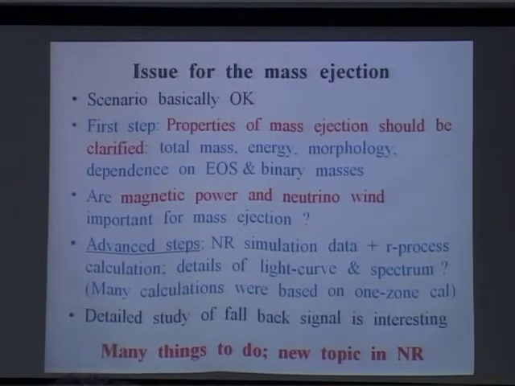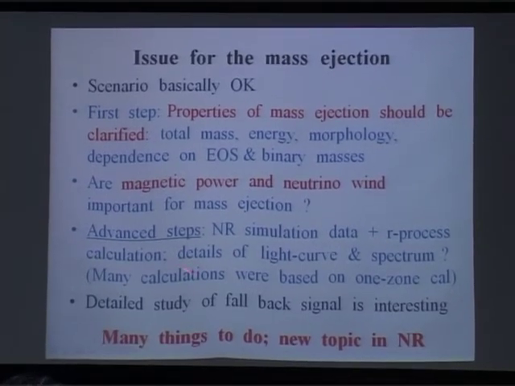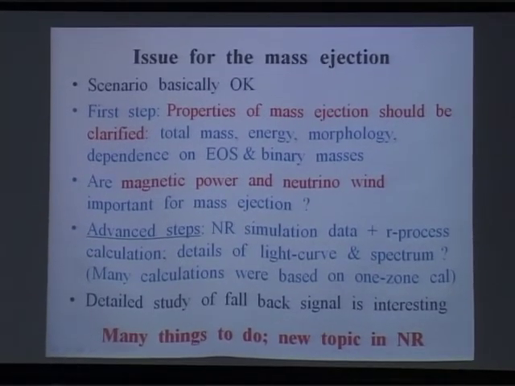But we have to do many things more. For example, in our present simulations, magnetic field and the neutron winds are not taken into account. Some people suggest that these play an important role, so we have to take into account such details. Also, as an advanced step, we have to take into account the r-process calculation in numerical relativity simulation. This is a challenge, but this will be very important, and very interesting to explore the possibility of electromagnetic counterpart.